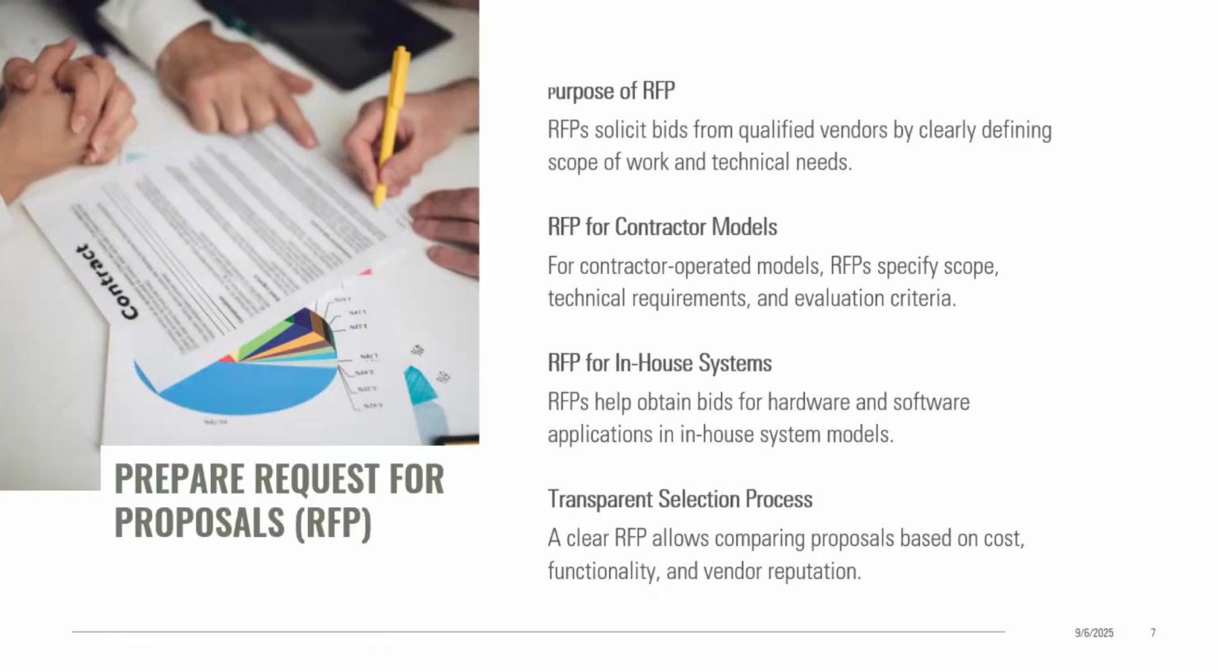The fifth step is to identify the software which is required. Here we talk about preparing requests for proposals. RFPs means request for proposals. You have to solicit bids from qualified vendors by clearly defining the scope of work and your technical needs. For contractors, you have different RFPs, and for in-house systems, you have to obtain bids for hardware and software applications and in-house system models. Hence, the entire process should involve transparency.